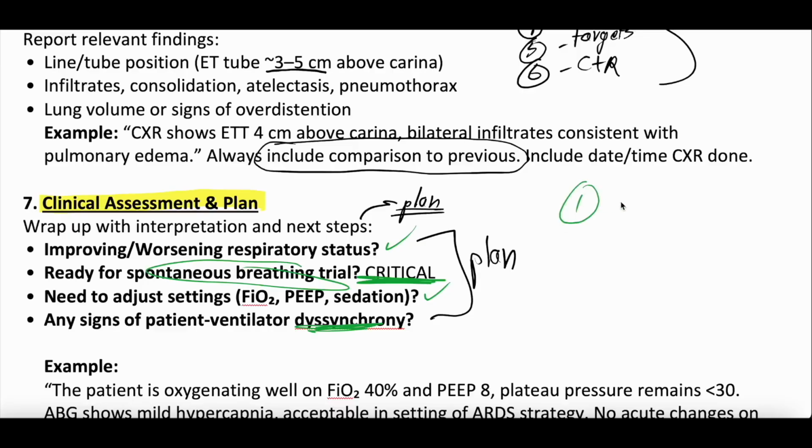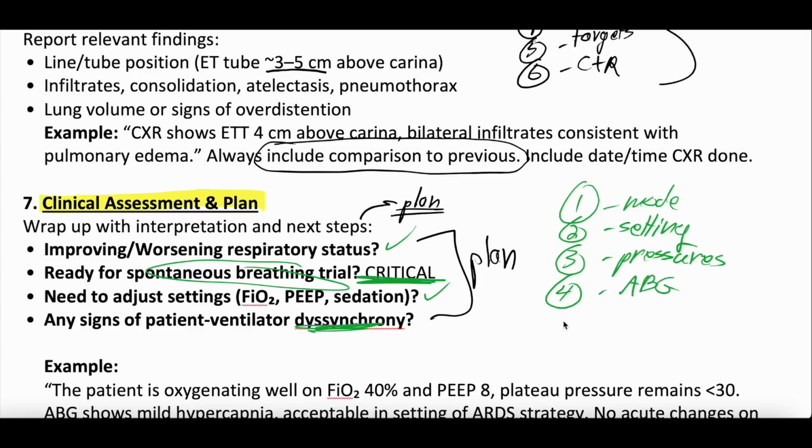So if we are going to connect step 1, which was mode, step 2, which was settings, step 3, which was pressures, step 4, which was ABG, step 5, which was are we hitting our goals, step 6, which was chest x-ray, and step 7, which was clinical assessment, which is usually in the plan. We would say something like, patient X is on, and we're not going to use the abbreviations, we're just going to use the order of things. So patient X is on ACVC 18, 450, 40%, and 8 with an I to E of 1 to 3.